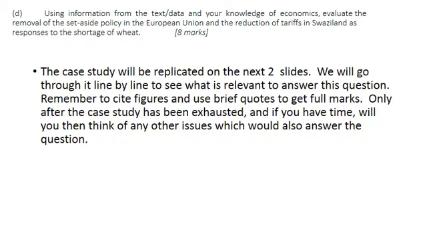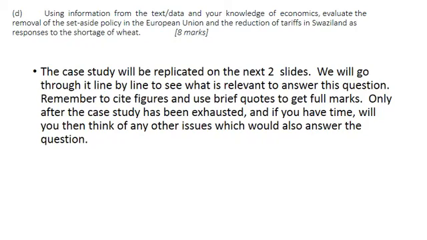So I'm going to replicate again the case study on the next 2 slides, and we're going to go through it together line by line to see what is relevant to answer this question. I'm not going to write down everything. We're going to discuss it. You can write it down. Remember to cite figures and use brief quotes to get full marks.